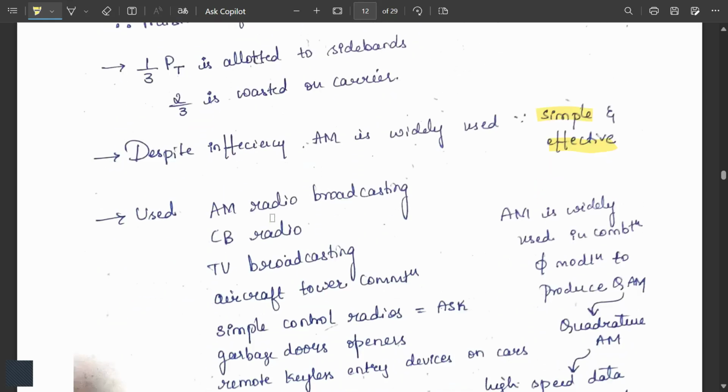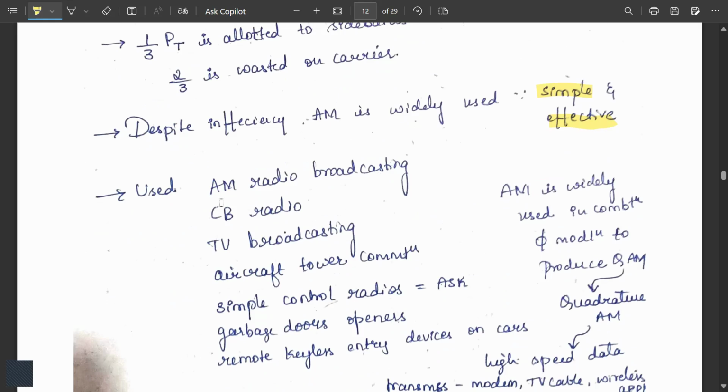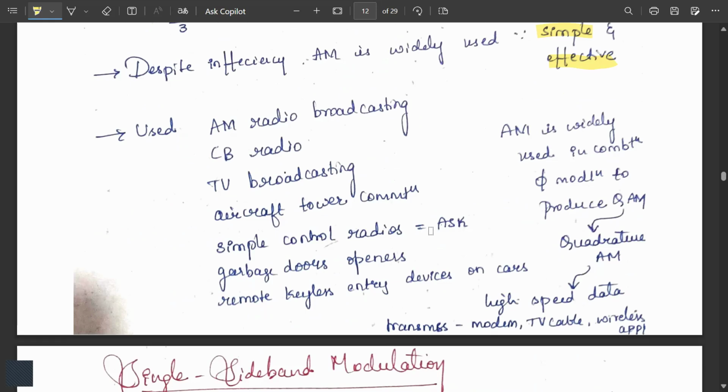It is used in AM radio broadcasting, CB radio, TV broadcasting, aircraft tower communication, simple control radios, that is ASK, garage door openers, then remote keyless entry devices on cars. AM is also widely used in combination with phase modulation to produce QAM, that is quadrature AM, which is for high speed data transmission, that is in modems or TV cables in wireless applications.